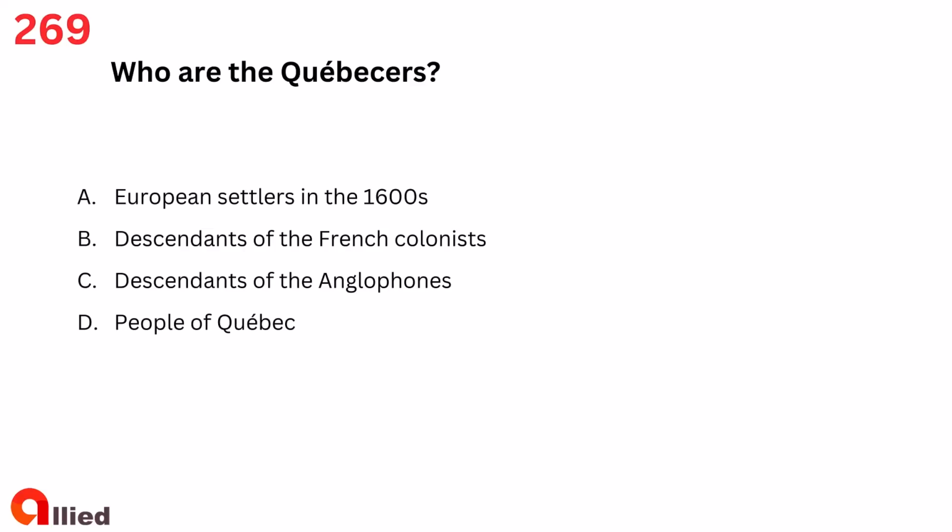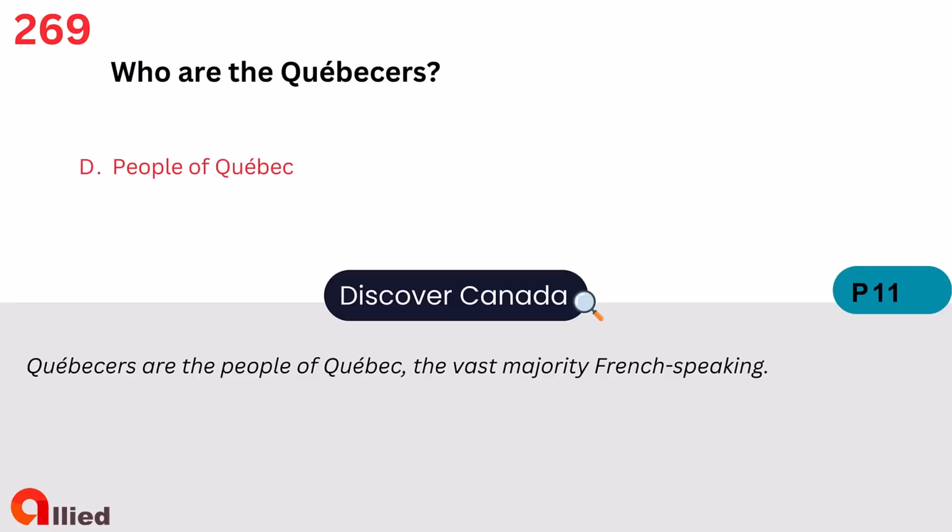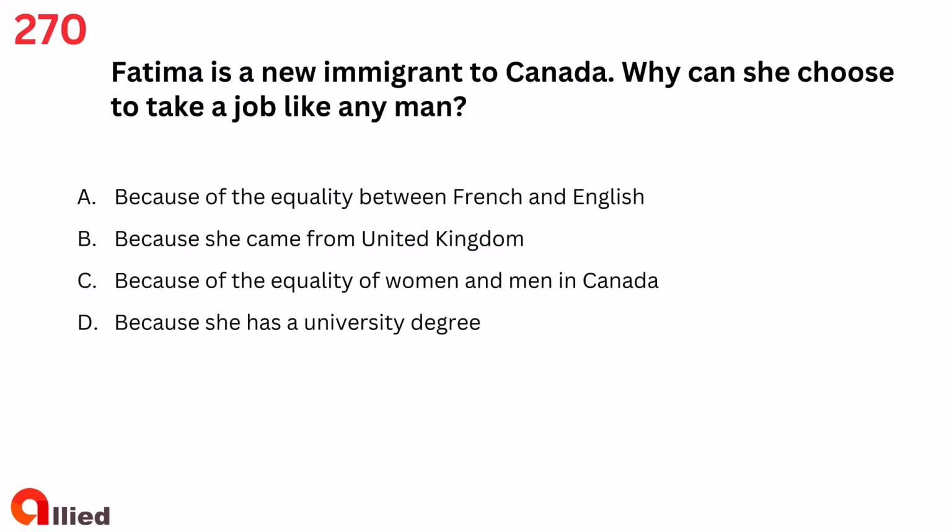Question 269. Who are the Quebecers? A. European settlers in the 1600s. B. Descendants of the French colonists. C. Descendants of the Anglophones. D. People of Quebec. The answer is D. People of Quebec.